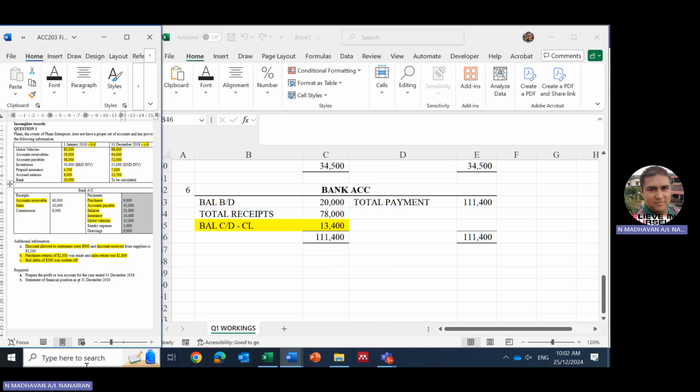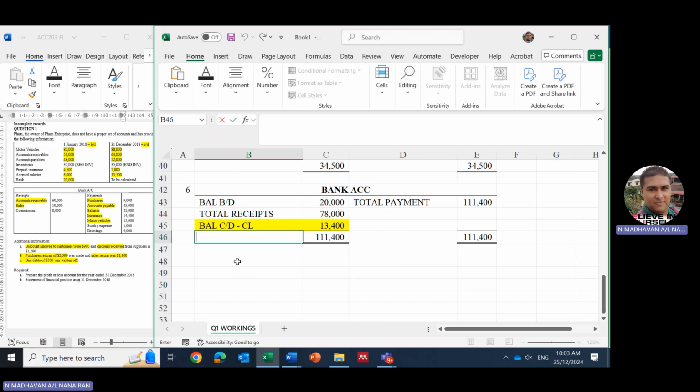Some students will copy back the whole thing. No need, because it's workings. You don't have to copy back. You can also do it like this: bank account equals 20,000 plus 78,000 minus 111,400 equals.